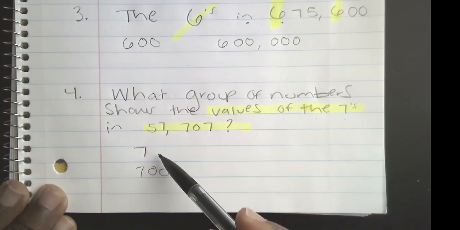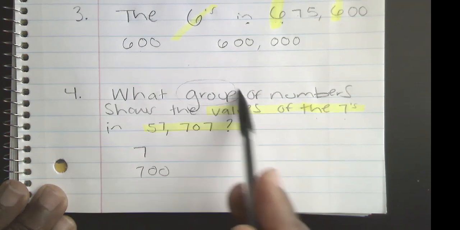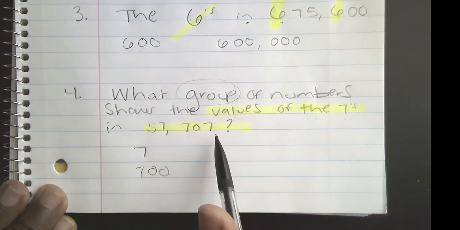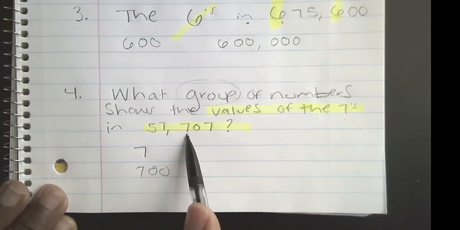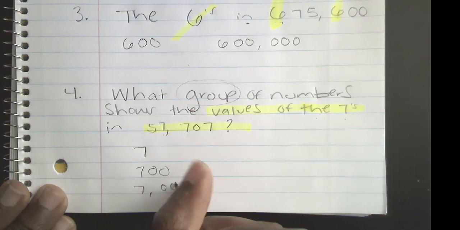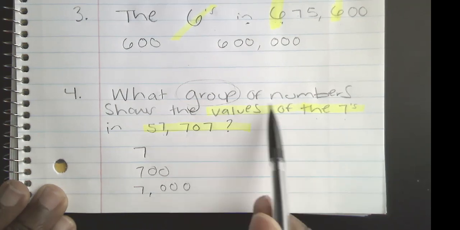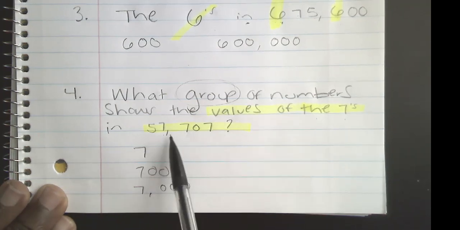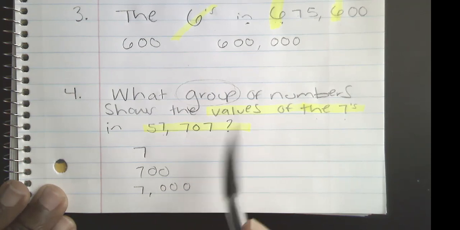So far I have 2 numbers that would be included in the group, okay? Then if I keep going from the 1s to the 10s to the hundreds to the thousands, I know that this 7 right here would represent 7,000. So my group of numbers that show the values of the 7 in 57,707 would be 7, 700, and 7,000.